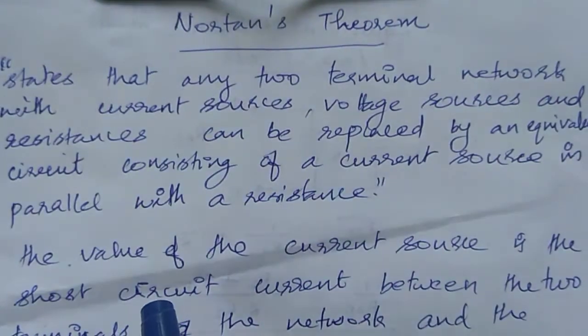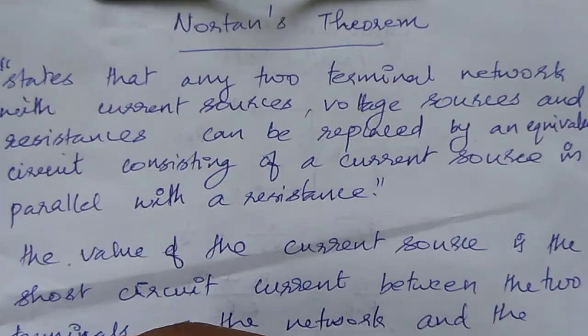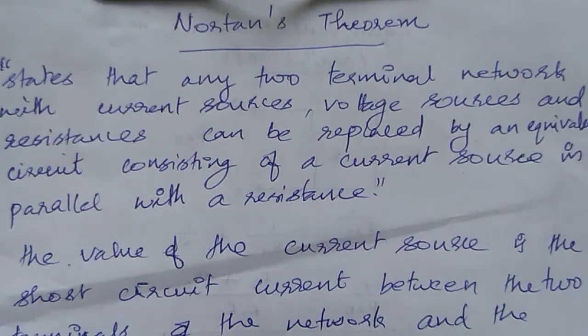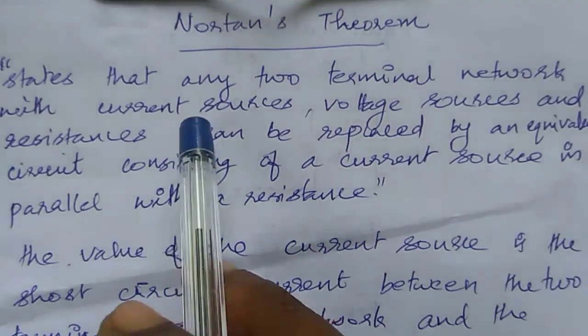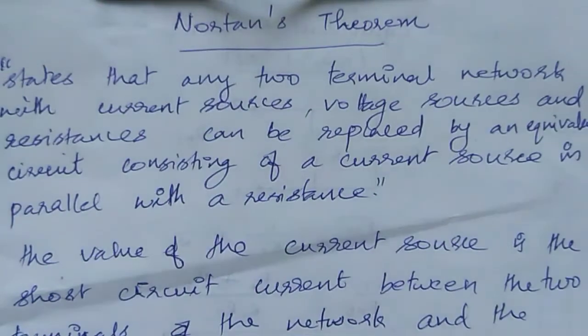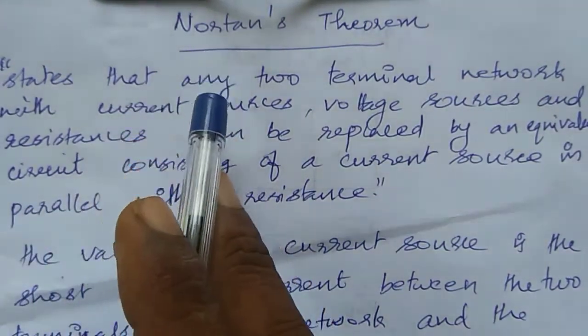Suppose we have a circuit that contains so many resistors, voltage sources, and current sources. Then it will be comparatively very difficult to find the current or voltage drop across a particular branch. In that case, we can make use of Norton's theorem.